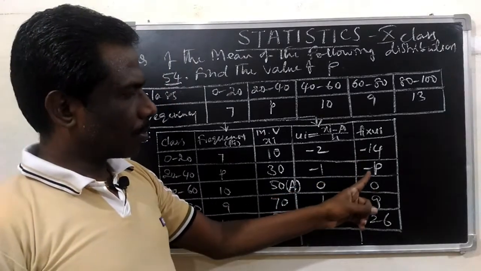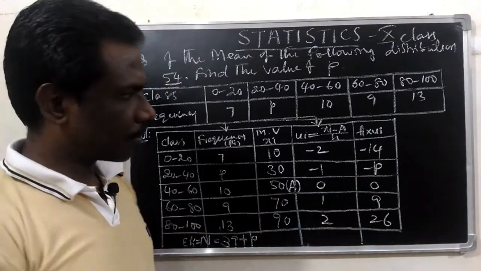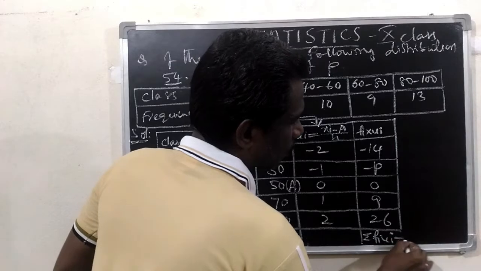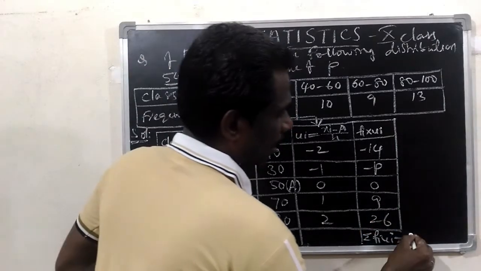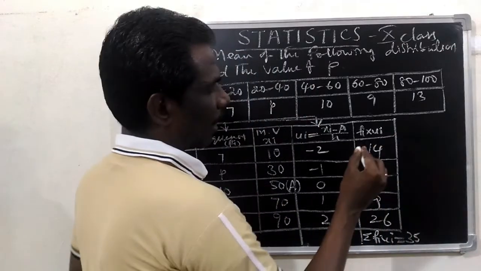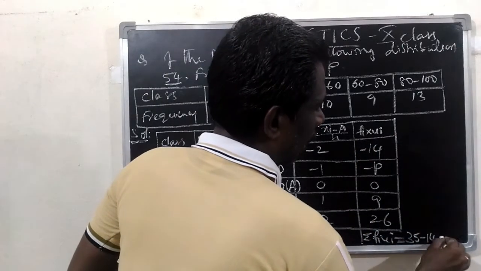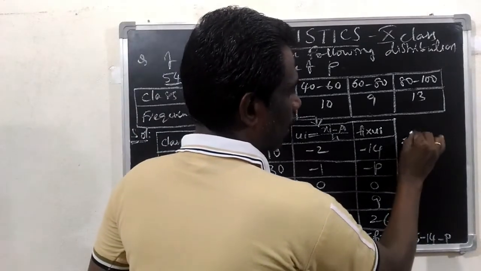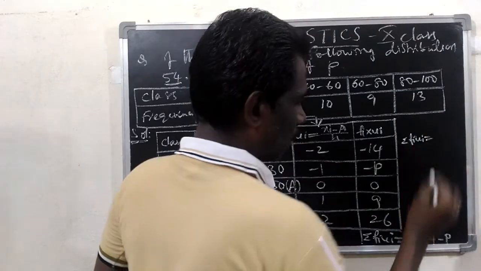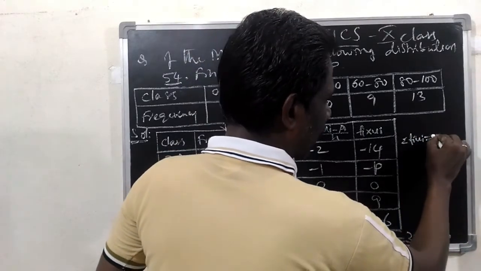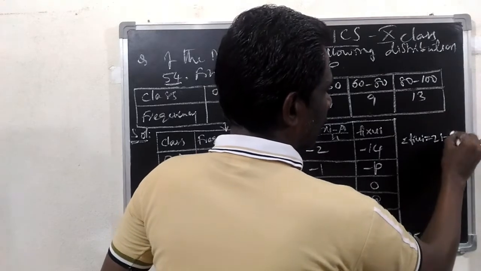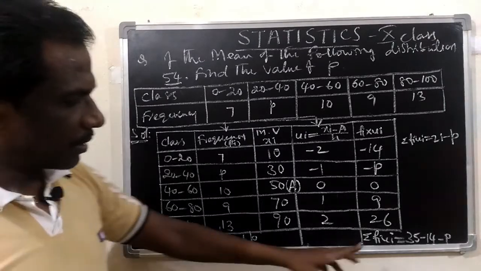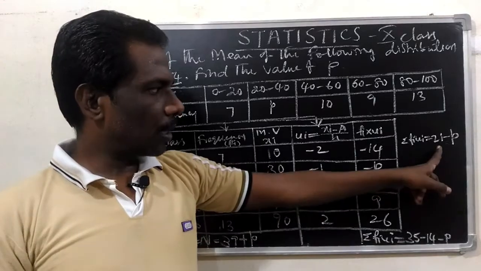Now we have two negative values and two positive values. So sigma Fi Ui is equal to, first we add the positives, 35, then 35 minus 14 and minus P. So sigma Fi Ui is 21 minus P. Our N value is 39 plus P, and sigma Fi Ui is 21 minus P.